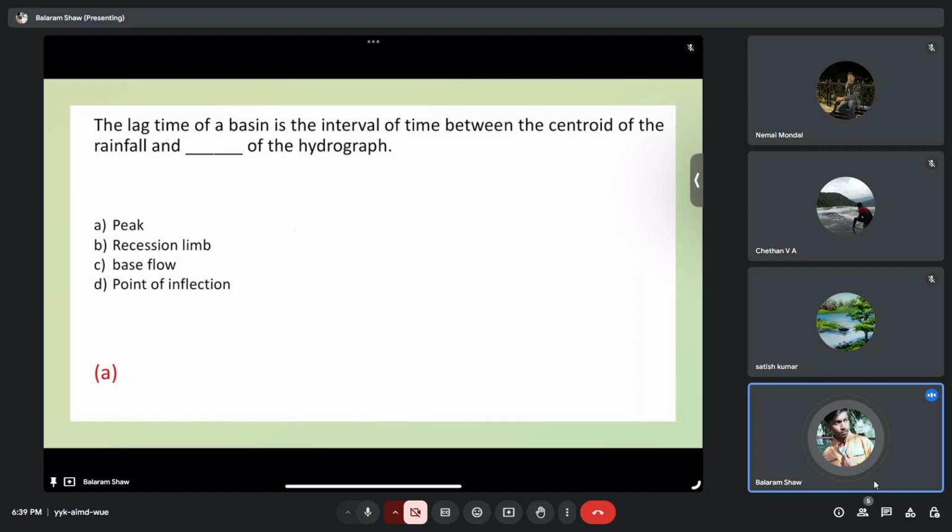centroid of the rainfall and the peak of the hydrograph, but it is not the peak of the hydrograph. It will be the peak of the hydrograph only when it is 50% on this side and 50% on that side. As I mentioned, it will be the center of mass of the hydrograph. Center of mass can be the peak point, but only for a special case.